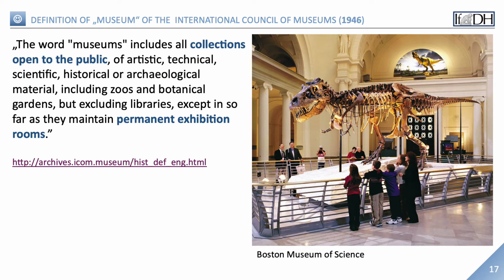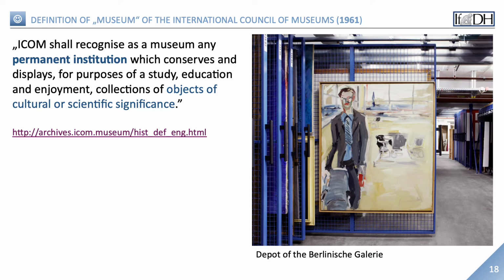ICOM, the International Council of Museums, had formulated in 1946: the word museums includes all collections open to the public of artistic, technical, scientific, historical, or archaeological material, including zoos and botanical gardens, but excluding libraries, except in so far as they maintain permanent exhibition rooms. In 1961, the definition was expanded.